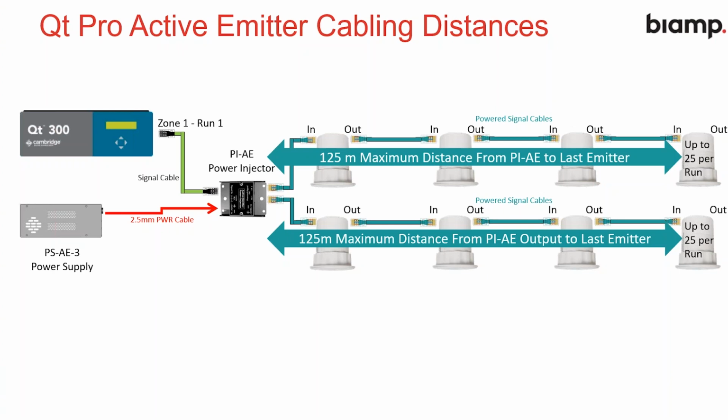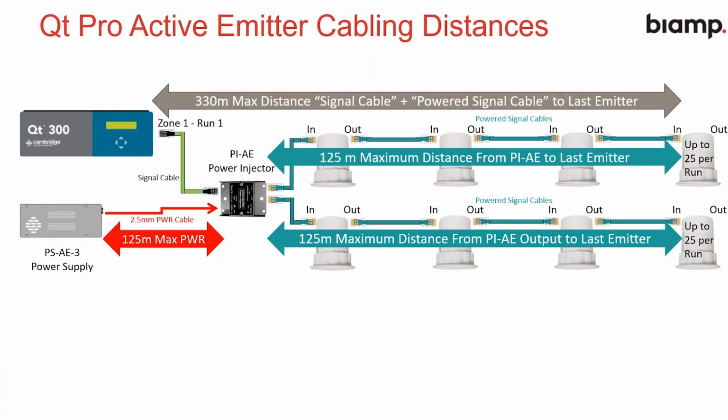So the injector can go in the field. It does not have to stay in the control room. It just needs a power cable to link the power. We show a maximum of 125 meters. However, you could also put a larger cable in and it would be fine, but generally, you would not need to do that. You work the wiring around differently. So in total it is 330 meters maximum from the controller to the end of the last emitter.